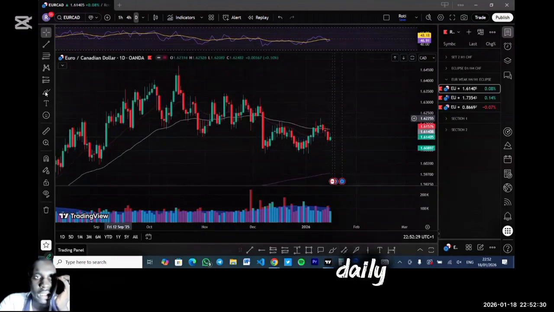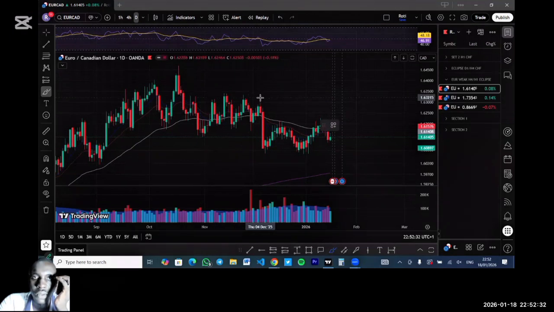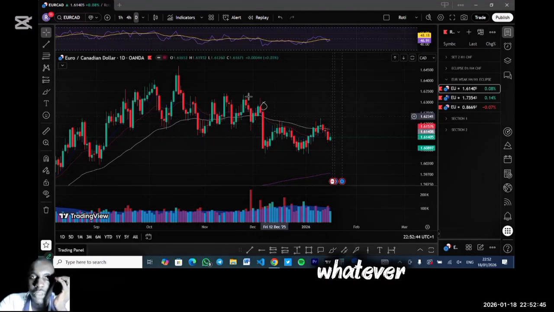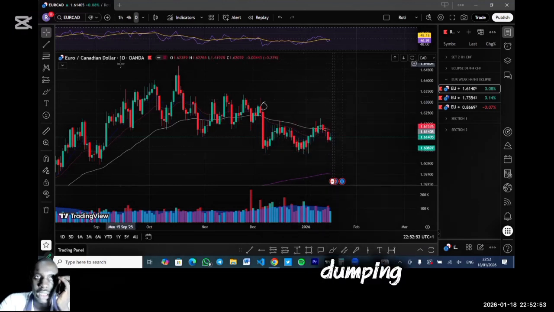So here's the idea. This is the daily time frame. Look at the strong seller here. Very, very strong seller. So anything I want to do on this chart has to conform with whatever these guys want, and that is to keep selling this instrument. That is to keep buying the CAD and dumping the euro.